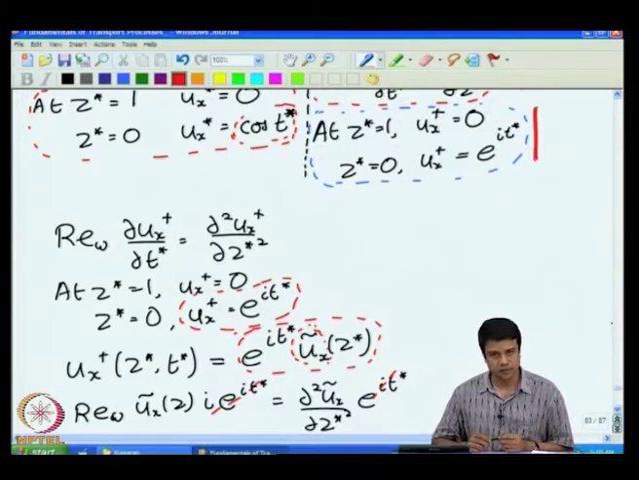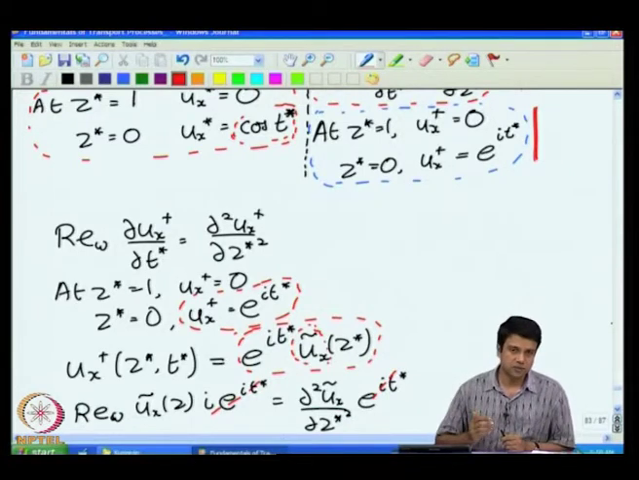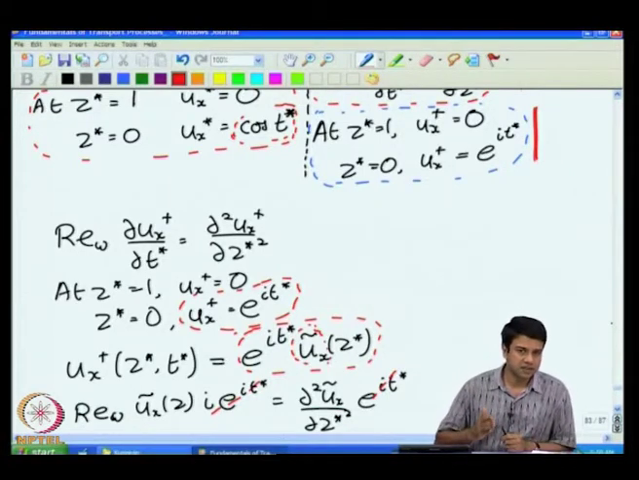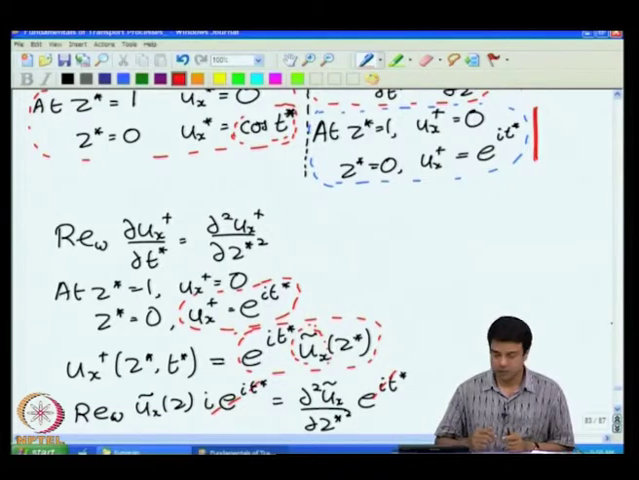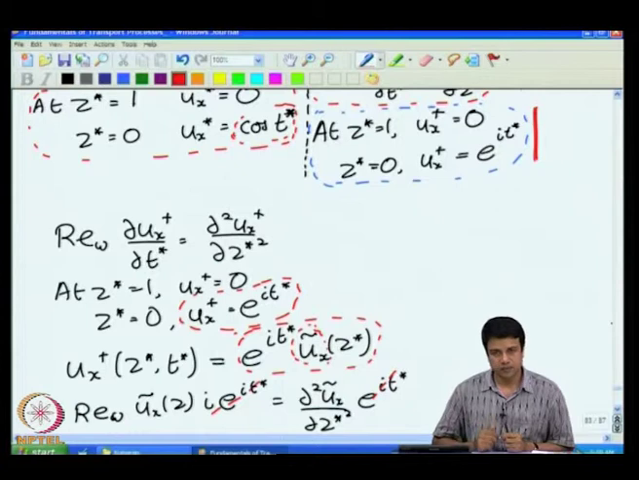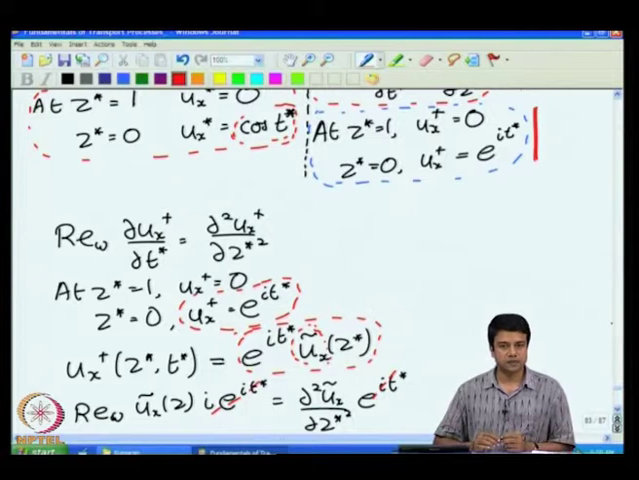U x plus is equal to e power I t. So, the equation is linear, the driving is sinusoidal, the response also has to be sinusoidal with exactly the same frequency. That was the second simplification that I used. That straight away permitted me to write u x plus as e power I t times something that is only a function of z. That was a significant simplification.